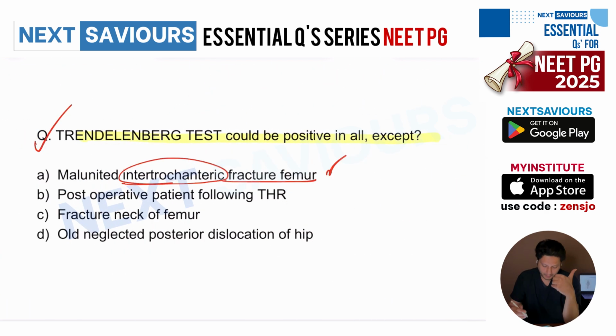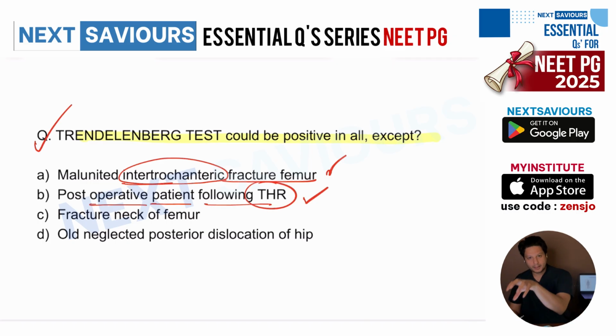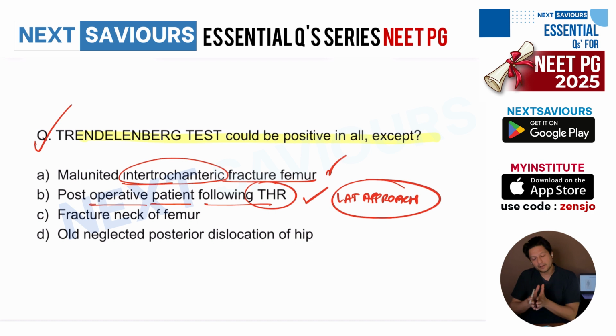Option number two, post-operative patient following total hip replacement. While performing total hip replacement, particularly through the lateral approach, there is always a possibility of a direct injury to the gluteus medius and minimus muscles and to the nerve supply. So there is a possibility that post-operatively there is Trendelenburg test positivity on the operated side.